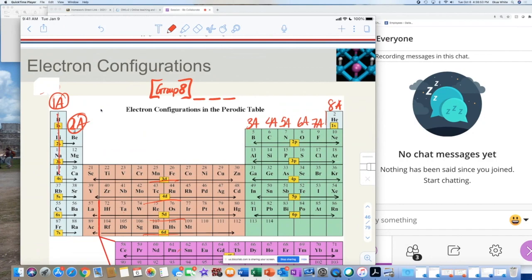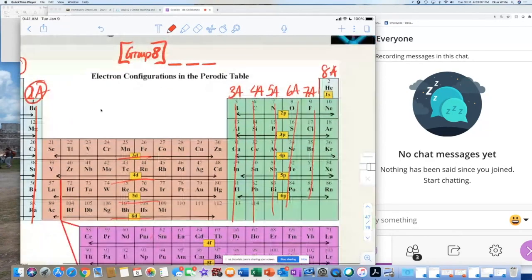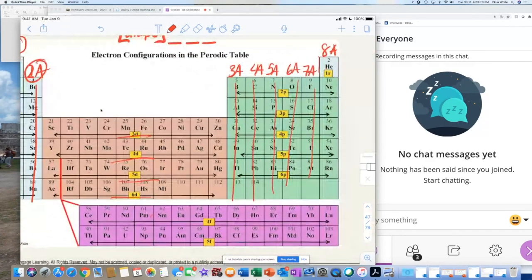So these elements here all have one valence electron. These here all have two valence electrons. These here all have three valence electrons. We got four valence electrons. We got five. We got six. We got seven. Here it's complicated. The lower ones have 8. This top one has 2.